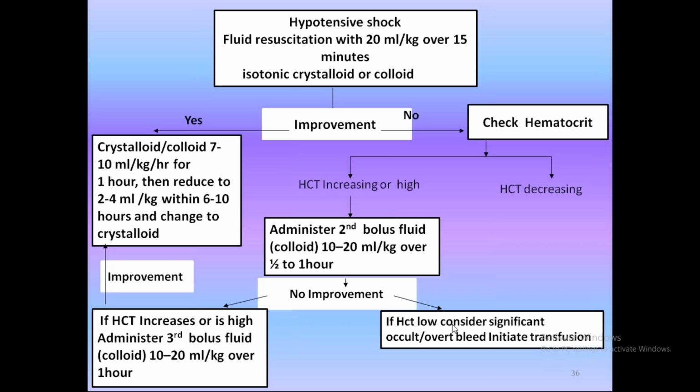If there is no improvement and the hematocrit is low, consider significant occult or overt bleeding and initiate blood transfusion. Here also, if it is decreasing, we have to give blood transfusion. But if there is improvement with the first bolus of 20 ml per kg over 15 minutes, we can decrease the fluids to 7 to 10 ml per kg per hour for 1 hour, then reduce to 2 to 4 ml per kg within 6 to 10 hours and change to crystalloid.